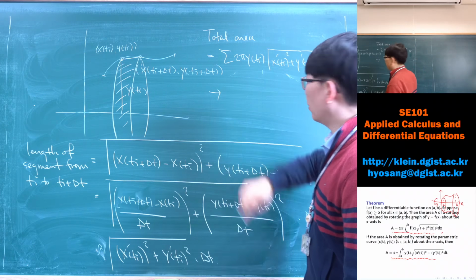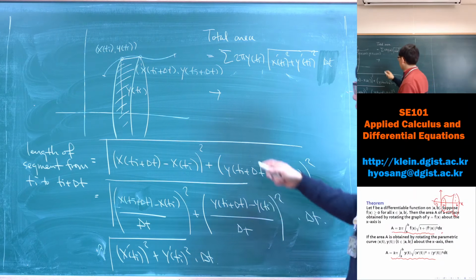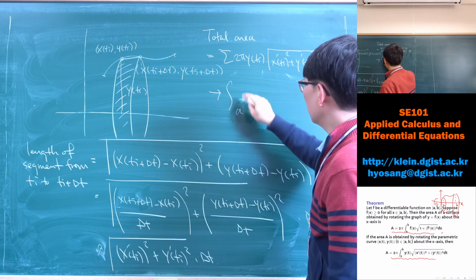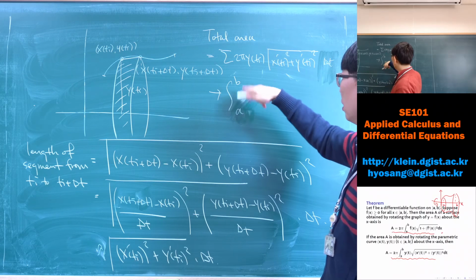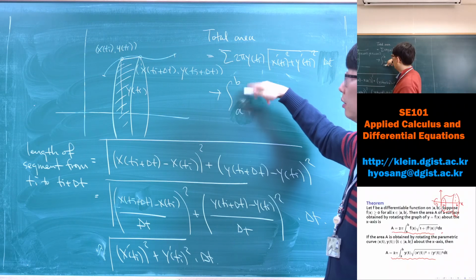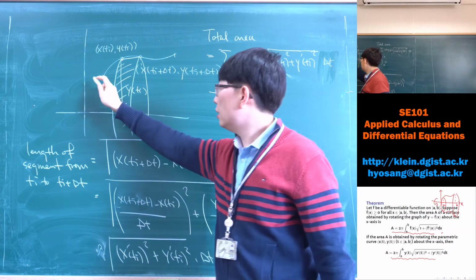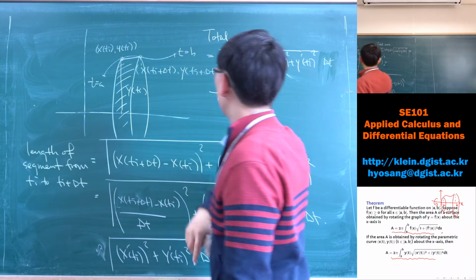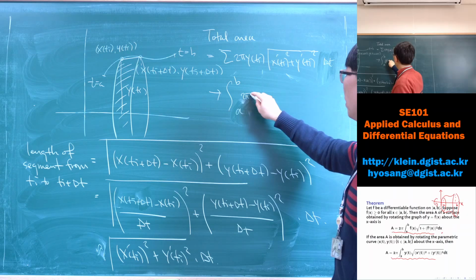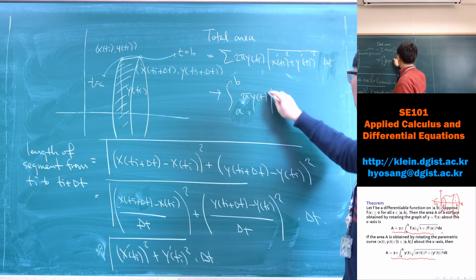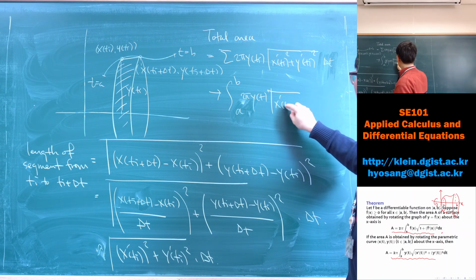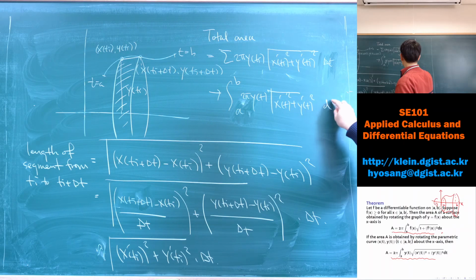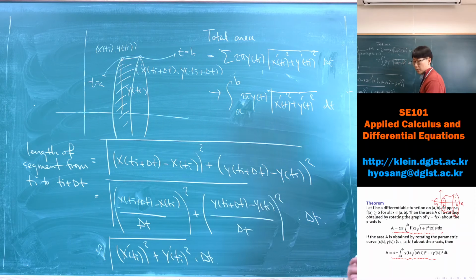Okay, so when I increase the number of segments, I get the integral from a to b. So a and b are not the bound of y, it's the bound of t. So when t equals a, we are at here, and when t equals b, we are at here. So 2 pi y(t) square root of x prime(t) square plus y prime(t) square dt. So that's the surface area.